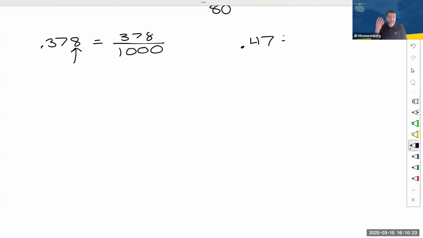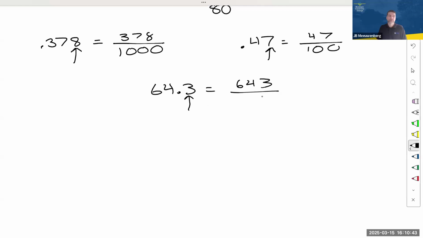0.47. You can also just say, how do I say this number? 47 over, what's that last place value? 100. 47 hundredths. Again, even a mixed decimal, like 64.3, can be written as 643 over, what's that place value? 10. So the terminating decimals, fairly straightforward to write them as a rational number, looking like a fraction.